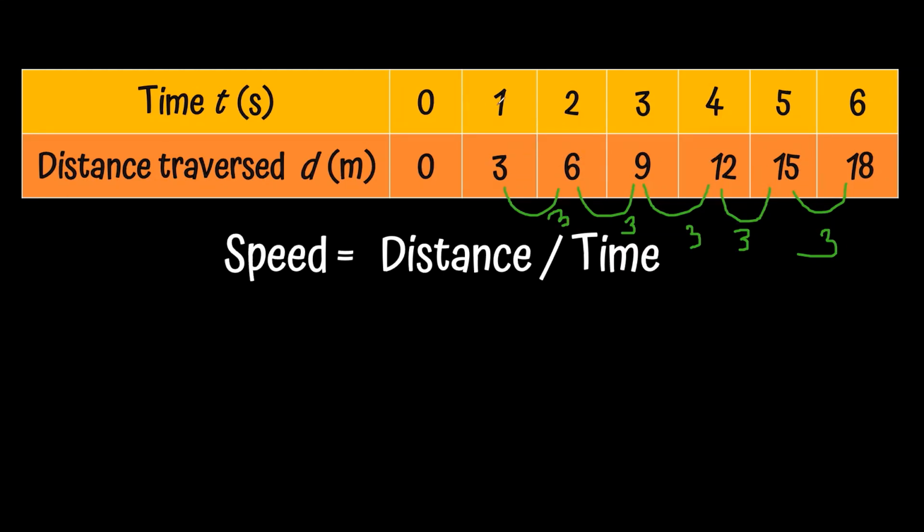So we can name these kind of speeds as uniform speeds. It's traveled uniformly: 1 second 3, 2 seconds 6, 3 seconds 9, 4 seconds 12, 5 seconds 15, 6 seconds 18 meters.